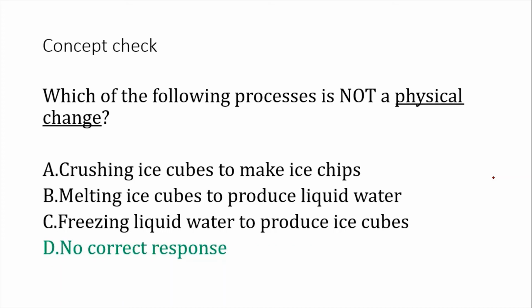Crushing ice cubes to make ice chips is just changing the subdivision of the substance. You didn't change the chemical nature of it, it's still ice, you just broke it up into smaller pieces. Melting ice cubes to produce liquid water, you still have water as your chemical entity at the beginning and the end of this process, so it's a physical process. And then freezing liquid water to produce ice cubes, you're changing the state, the physical state of the chemical compound, but you're not changing the actual compound, it's still water. So the correct answer is D, no correct response.